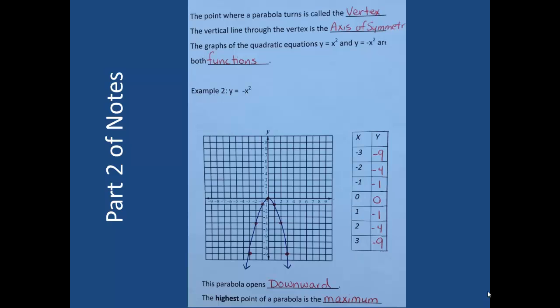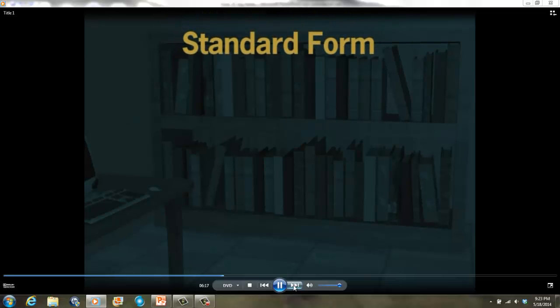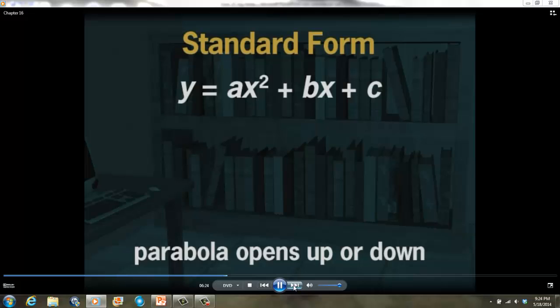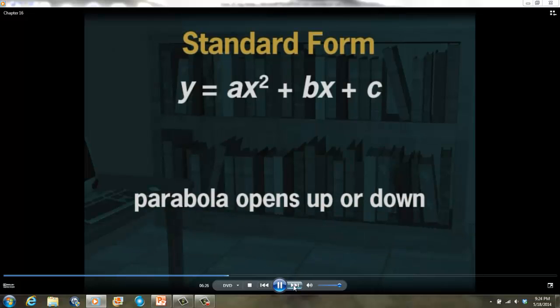This is what the second part of your notes should look like when completed. Now that you know what a parabola is, we're going to graph quadratic relations that are written in standard form. The standard form for a quadratic relation whose graph opens either up or down is y is equal to ax squared plus bx plus c. A cannot be equal to 0, but b and c may be equal to 0.